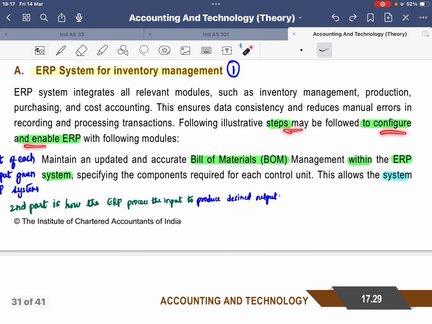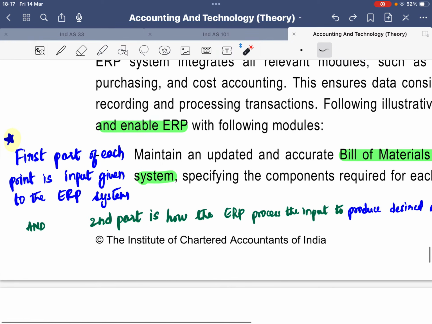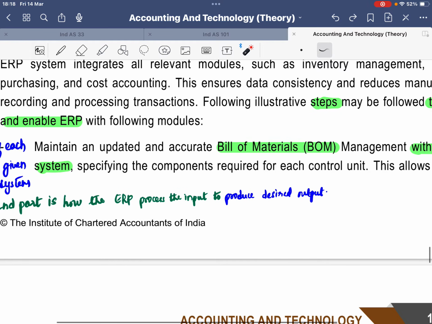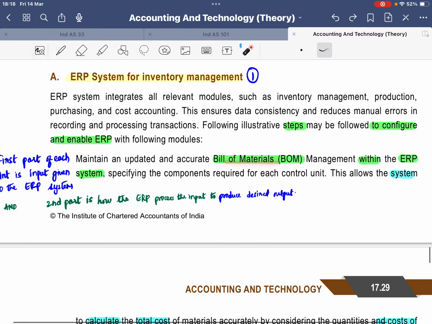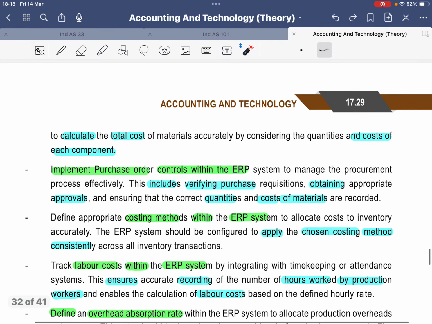Steps to configure and enable ERP. The first part of each point is the input given to the ERP system, and the second part is how the ERP processes that input to produce the desired output. First point. Bill of materials with ERP system. Within the ERP system, the system calculates total cost and costs of each component.